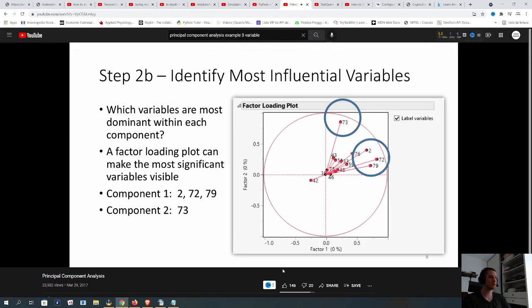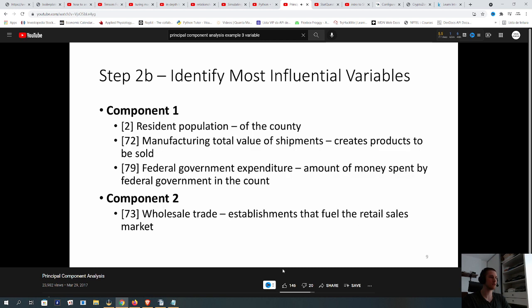You can see on the right here in the factor loading plot that variables 2, 72, and 79 were significant and grouped together, and that component 2 was comprised of variable 73. Identifying the most influential variables, right? Those numbers that we just saw were actually coded variables. So 2 represents resident population, 72 represents manufacturing total value of shipments, and 79 represents federal government expenditure. Those all comprise component 1. Component 2 is comprised of wholesale trade. So that's establishments that fuel the retail sales market.